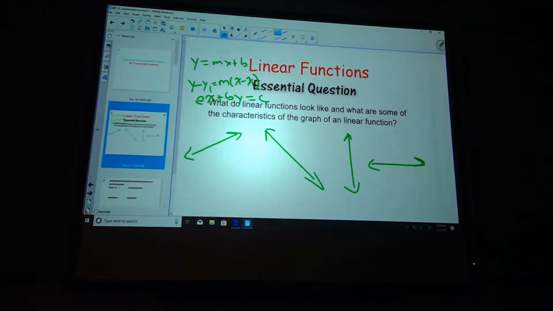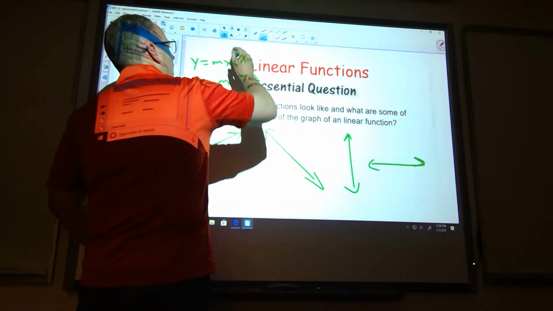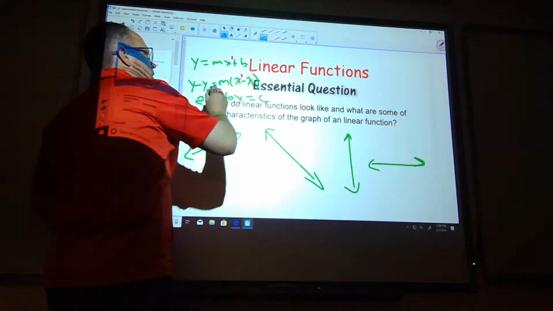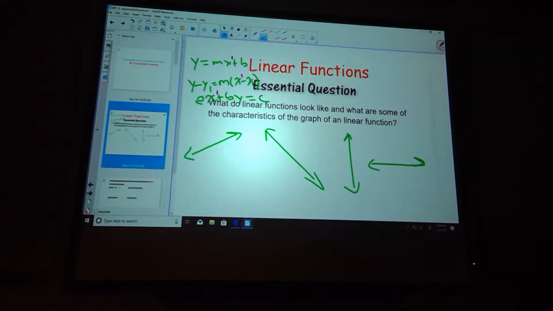So the big thing that comes with linear is the highest exponent on x is a 1. Okay, the highest exponent on x is a 1, which we don't necessarily have to put. Okay, so far? Everyone has notes, right? Okay.